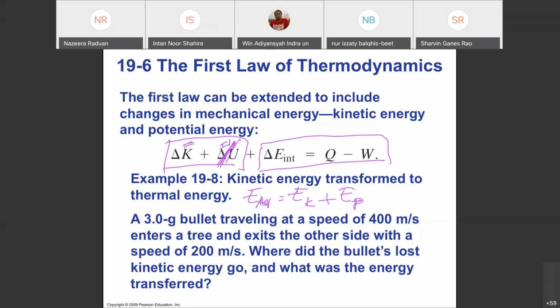No potential energy involved. And there is even no work done by the system or by an outside force, or even any heat added, because no energy was transferred to or from the system due to temperature difference, because there's no temperature difference. So this one is also zero. It will leave you only with kinetic energy, equal to zero.